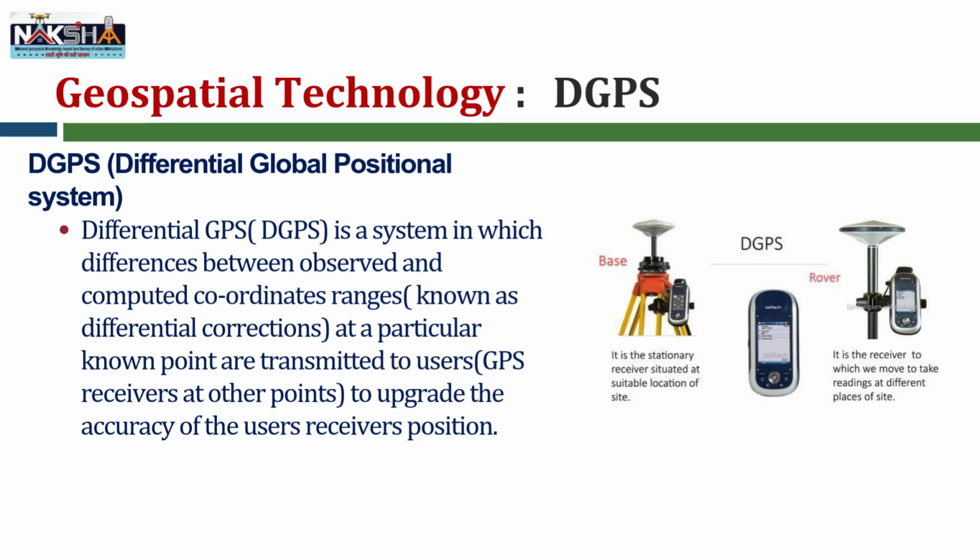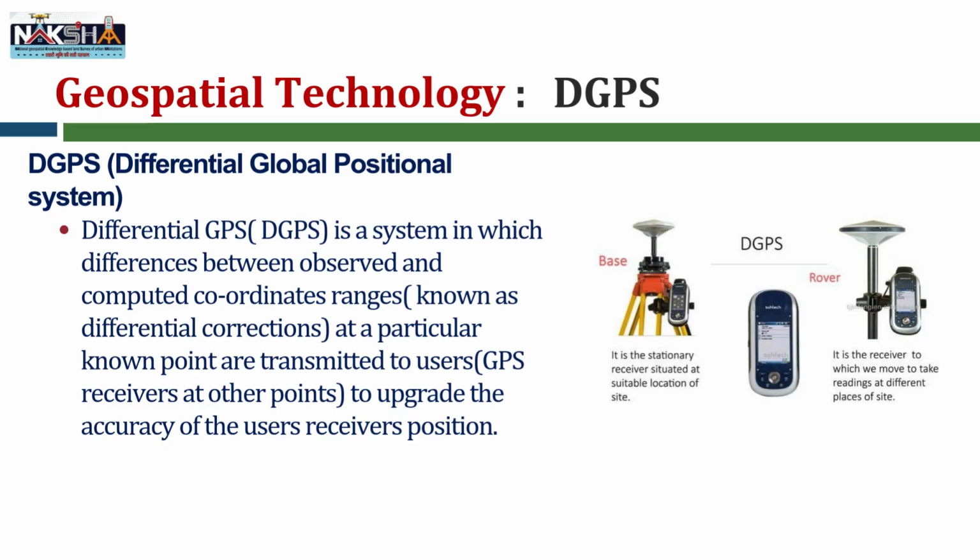Let's move on to a specialized geospatial technique that significantly improves positional accuracy: differential GPS, or DGPS. This system builds upon standard GPS by applying corrections from known reference points, enabling highly precise positioning. To achieve higher positional accuracy than standard GPS, we use differential GPS, or DGPS.